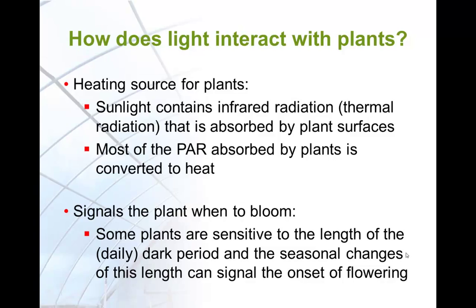And then light also gives a signal to the plants to let them know when to bloom. For example, some plants are sensitive to the day length or dark period length, and the seasonal changes of this length can signal the onset of flowering.